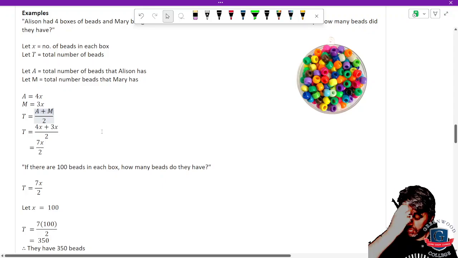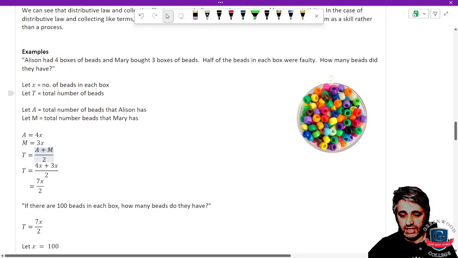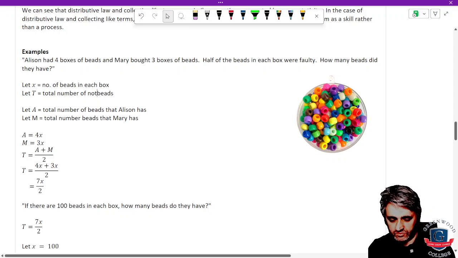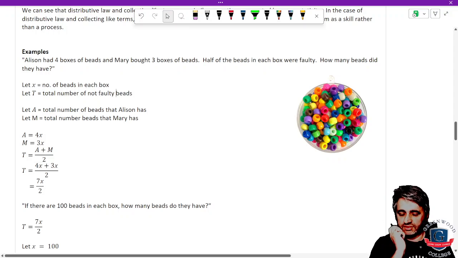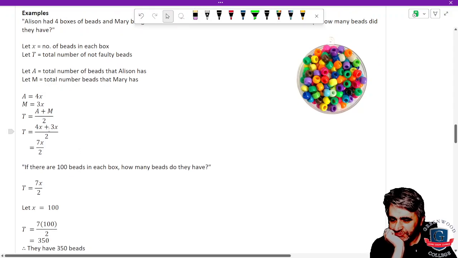So the number of non-faulty beads should be t, shouldn't it? Not faulty beads is 7x on 2. Now, probably not the nicest way of saying it, but it'll work. 4x plus 3x gives us 7x.